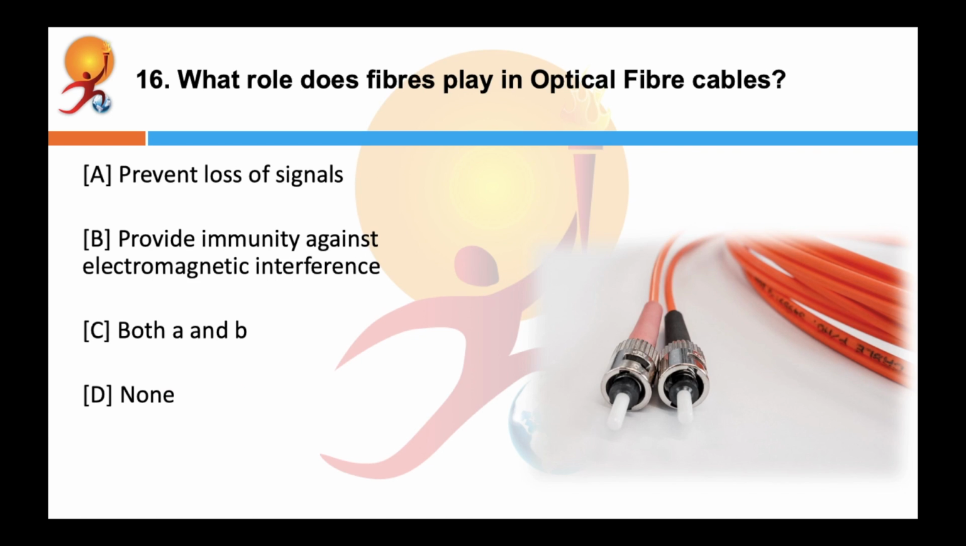What role does fiber play in optic fiber cables? Correct answer is both A and B. Fibers are used instead of metal wires because signals travel along them with less loss. Also, fibers are immune to electromagnetic interference, a problem which metal wires suffer excessively. In addition, fibers are also used for illumination and imaging.